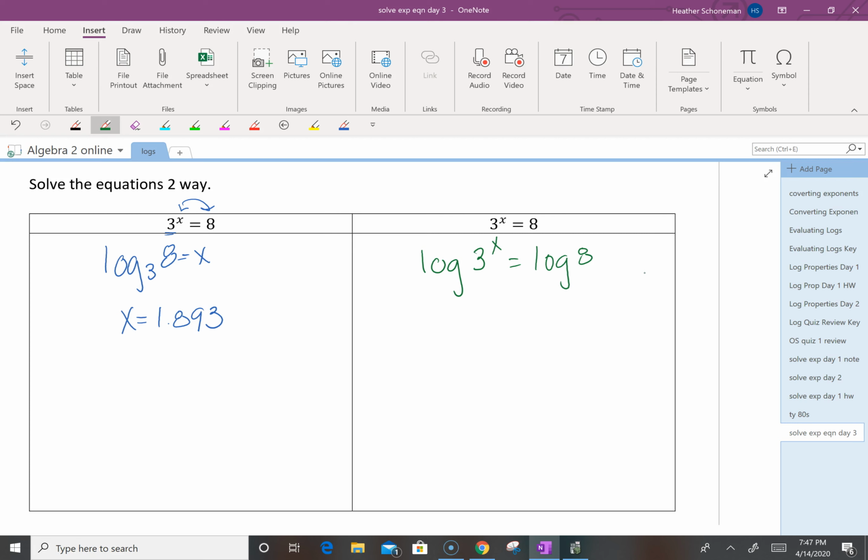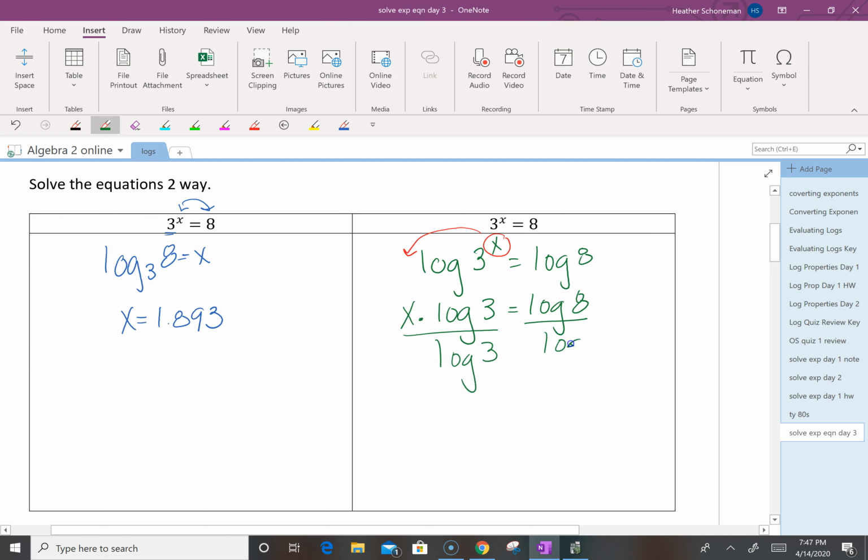It's just there. Okay, now log 8 is a number. I could put that in a calculator and get a decimal for that, but I can't do that with log 3 to the x because of that exponent. But if we use our exponent properties, I can move that x to the front and rewrite this as x times the log of 3 equals the log of 8. So to solve this equation, I'm going to divide both sides by the log of 3.